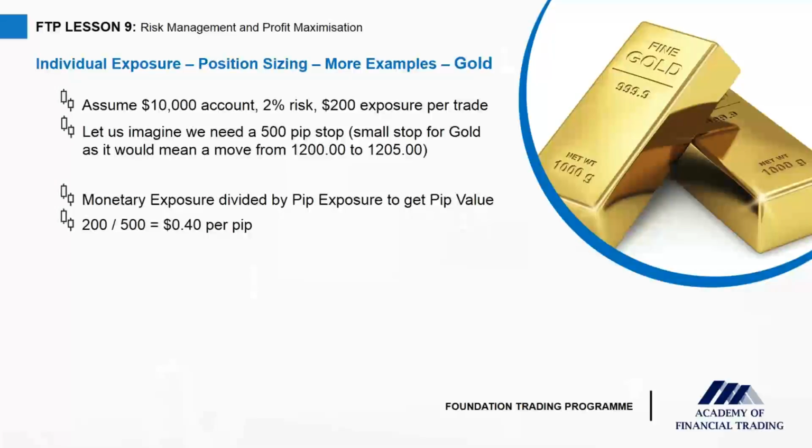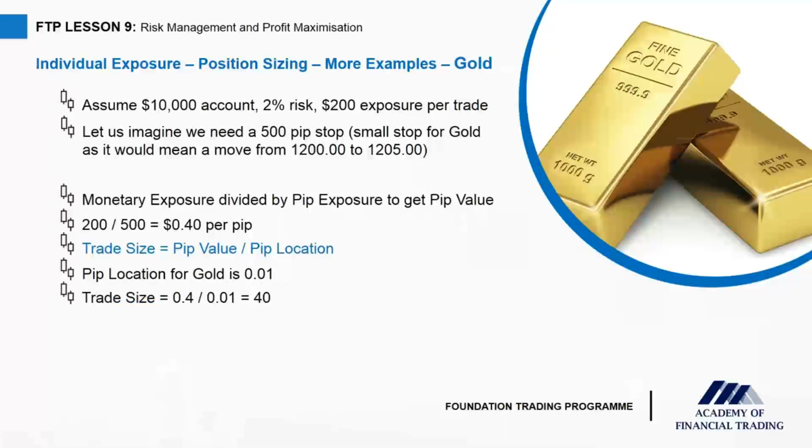Now we know the formula is trade size equals pip value divided by pip location, so we put 0.4 over 0.01, so we get 40. So what is that 40 in this instance? What is that 40? That's the notional trade size. What this 40 is, Alan, it's 40 units of the market which we are trading. And gold is traded in ounces. Absolutely, Dale, you have it. Well done. So it's 40 ounces of gold.